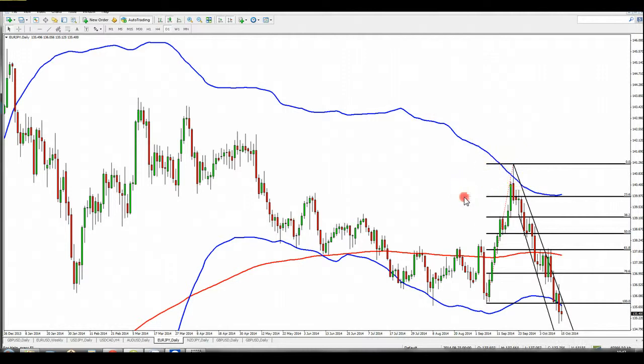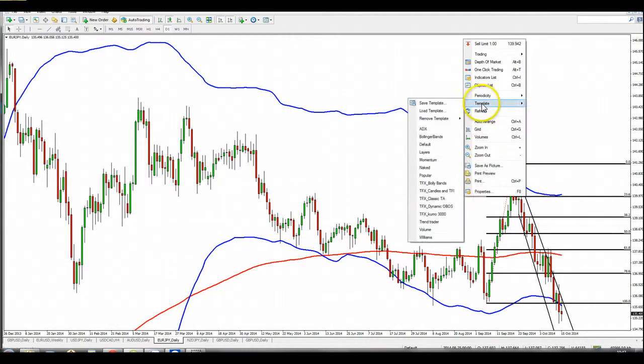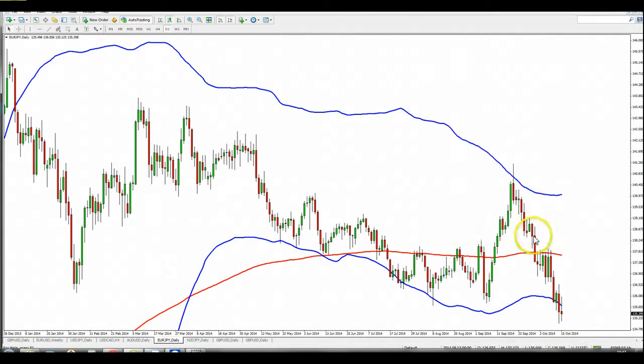Euro, Japanese yen, I just got stopped out on a trade here the other day, yesterday in fact, because I was basing on a Bollinger Band squeeze coming in here. Just had a little reaction in there.